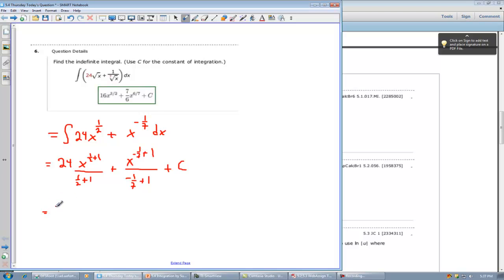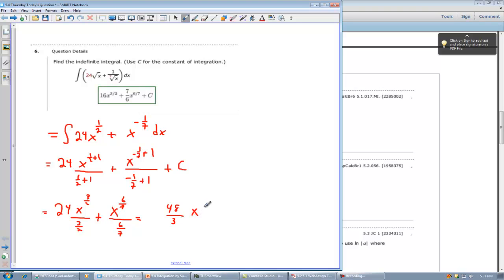So I add 1/2 and 1, so I get 24 x to the 1/2 plus 1 is 3/2. So then I divide by the same thing, 3/2. And then plus minus 1/7 plus 1 leaves me with 6/7. Right, so I have 6/7 on top here, and then on the bottom, I have the same thing, 6/7. And so this is equal to, I can multiply by the reciprocal. So I'm going to multiply 24 by 2/3. So I'm going to get 48/3.